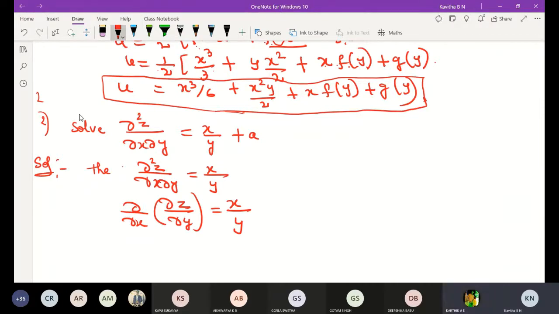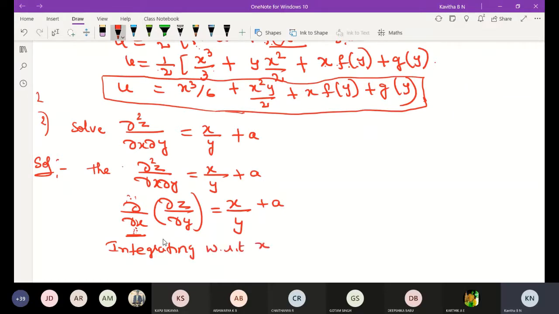Plus a. Then next, integrating. Observe here, the first term has del by del x, so we have to integrate the first term. Del by del x is there, which means integrating with respect to x.